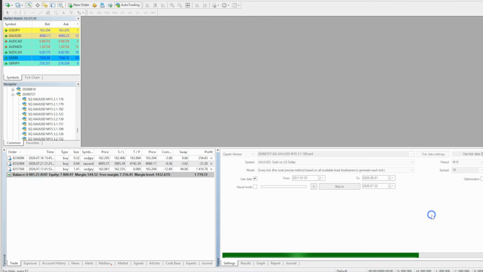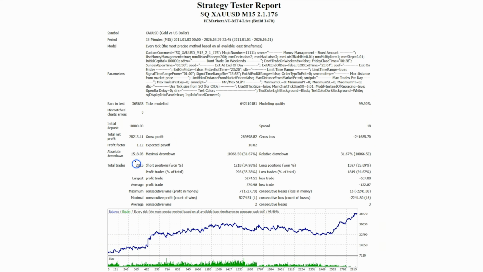It's now the next day, and the backtesting is taking a lot longer than I anticipated, and it's only completed a handful. I didn't realize there were so many trades in these strategies, which I don't like.